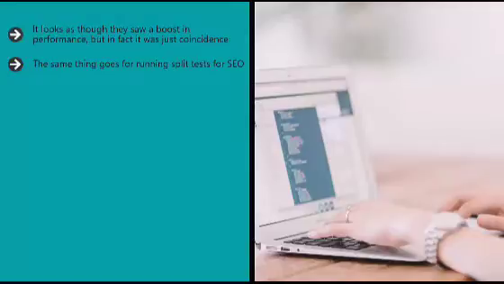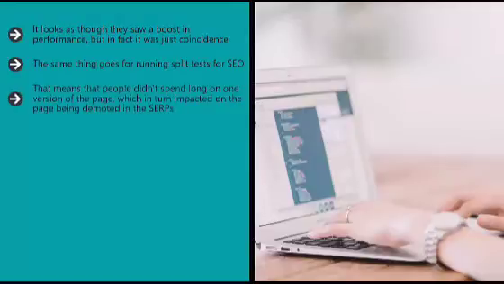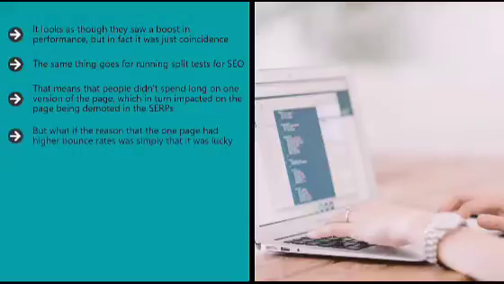If you have 2 versions of a website and one enjoys a bigger boost in SEO than the other, then this could potentially be a result of one page having lower bounce rates than the other. That means that people didn't spend long on one version of the page, which in turn impacted on the page being demoted in the SERPs. But what if the reason that the one page had higher bounce rates was simply that it was lucky, that the people who went there happened to be in less of a hurry?